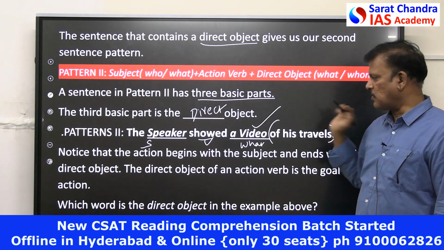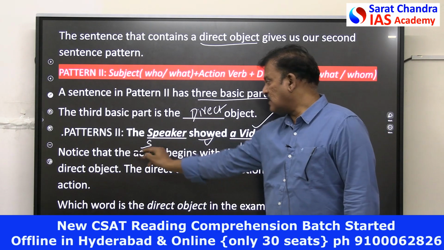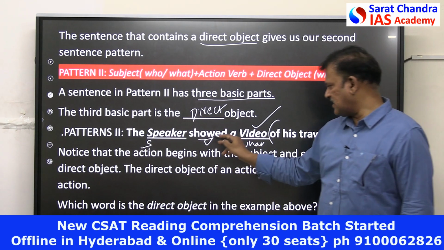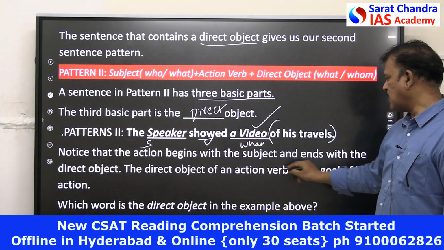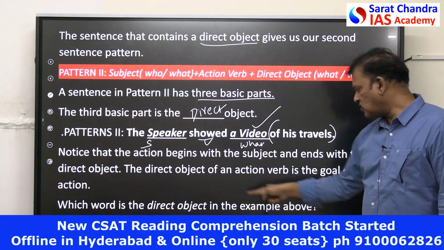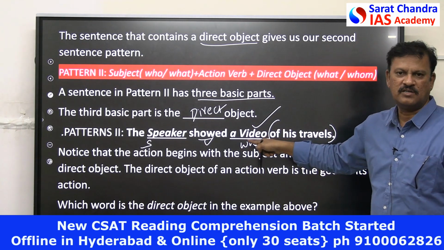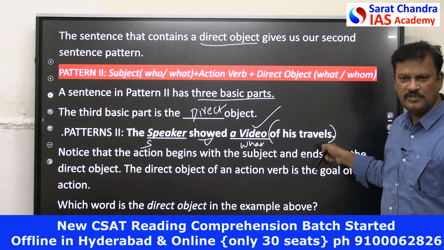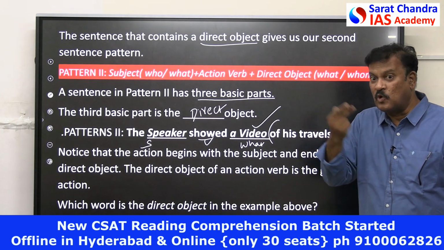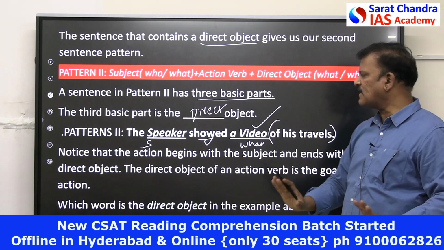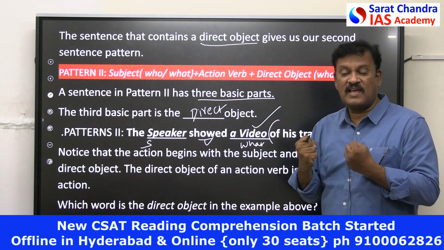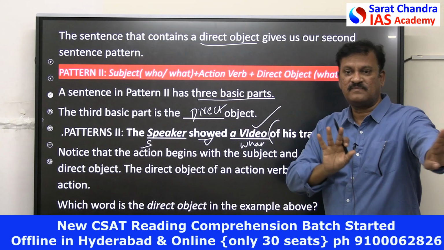Video. This is the point he's trying to say. Notice that the action begins with the subject, yes, and ends with the direct object. The direct object of an action verb is the goal of its action. Agreed. Now, which word is a direct object in the example above? Already we got it. Video. So, there is a confusion. People might go for this. All these things will help you as we go ahead for the comprehension. See, there is a pattern of writing a sentence. So, you should know who is the actor and who is the receiver of the action and what is the action, what is the extra information. That's very important.